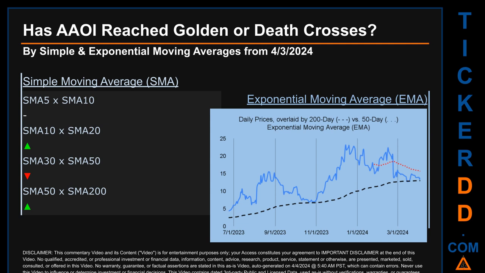We found golden cross signal for the 10 to 20. We found death cross signal for the 30 to 50. We could find neither golden cross nor death cross signal for the 5 to 10.